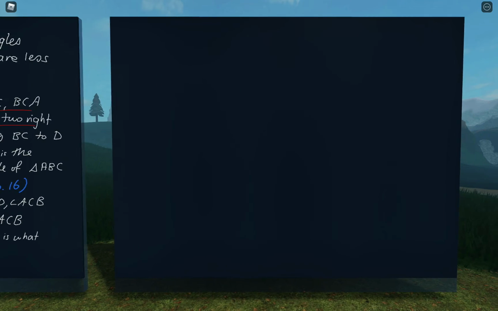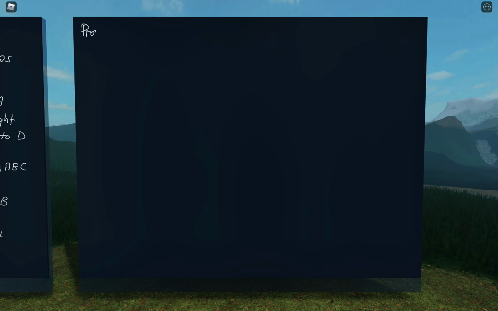So proposition 18. Proposition 18 says that if you have any triangle, the greater side obtains the greater angle. In this case, the statement is much shorter than the diagram. So I'll write it: for any triangle, the greater side subtends the greater angle.